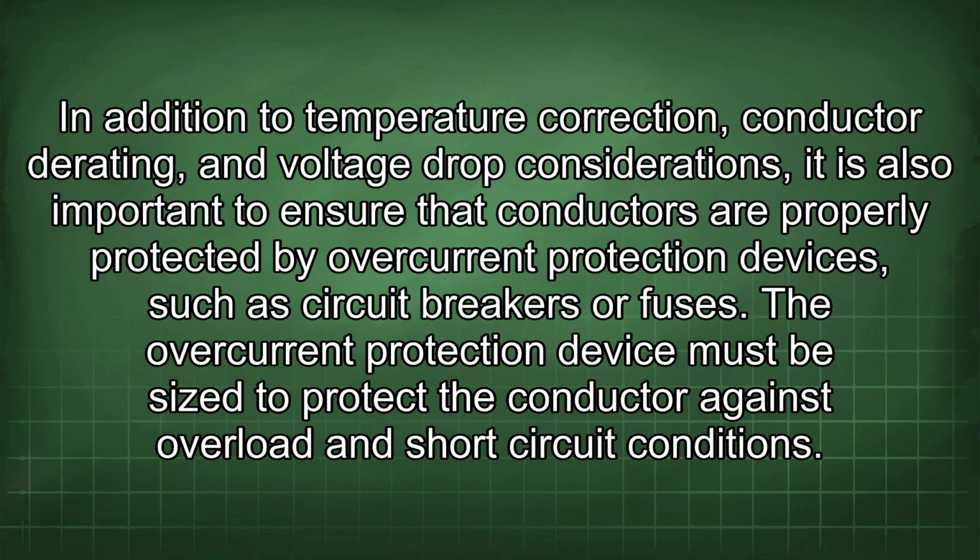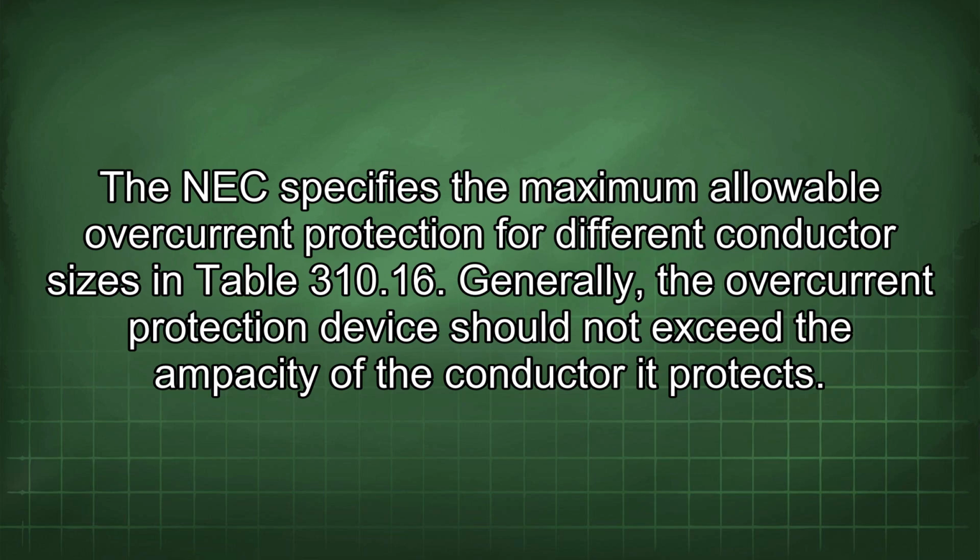In addition to temperature correction, conductor derating, and voltage drop considerations, it is also important to ensure that conductors are properly protected by overcurrent protection devices such as circuit breakers or fuses. The overcurrent protection device must be sized to protect the conductor against overload and short-circuit conditions. The NEC specifies the maximum allowable overcurrent protection for different conductor sizes in Table 310.16. Generally, the overcurrent protection device should not exceed the ampacity of the conductor it protects.